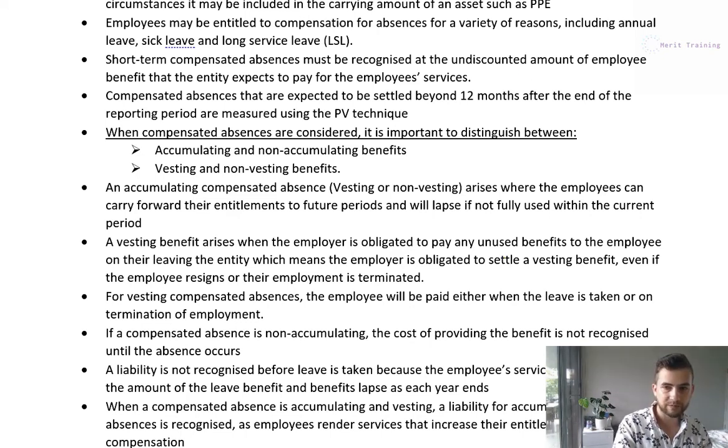Vesting, on the other hand, is basically whether the employer is obligated to pay any unused amounts when the employee leaves. For example, your annual leave, when you leave your job in Australia, if you have any annual leave liability at the end of it, your employer needs to pay that out to you, even if you're terminated. If it's non-vesting, for example, sick leave is non-vesting, any unused sick leave when you leave your job will not be paid out.